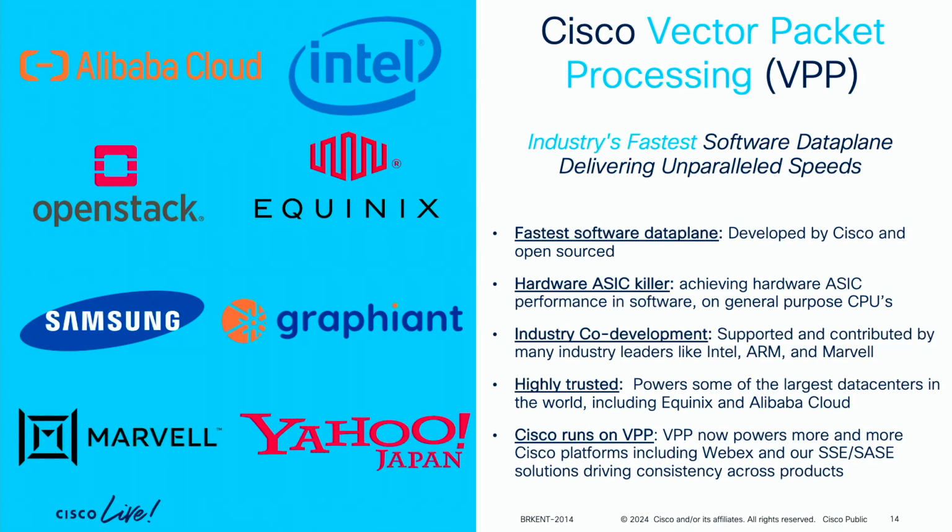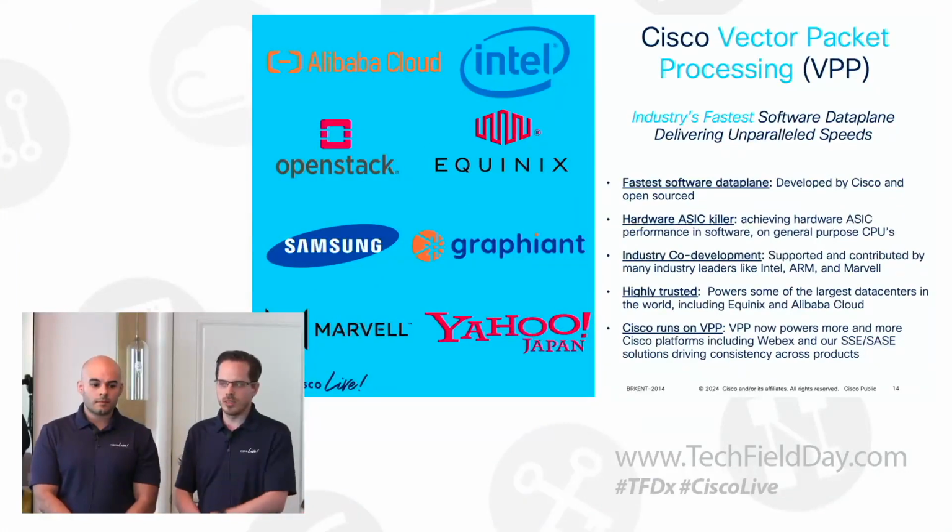But it is something that we open sourced to the world because we wanted to continue to foster data plane development. And so now we have industry leaders like Intel, ARM, and Marvell that are co-developing VPP with us to accelerate their own individual SoCs as well. It does power some of the world's largest data centers like Alibaba Cloud and Equinix, for example, a couple of customers who adopted. But it also runs across a growing number of products within Cisco. Some might not be aware of it, but the WebEx platform, for example, actually runs on VPP to handle the high volume of voice packets and data that's coming to the platform. We also run it across our SSE and SASE platforms, Secure Connect and Secure Access, to accelerate performance in the cloud. And so we're continuing to bring that same technology all the way down to the edge in the MX firewalls as well.